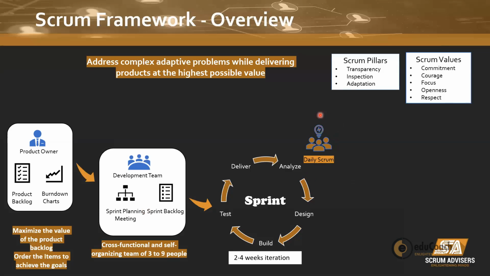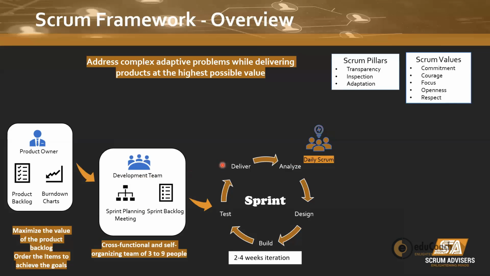Then we have the other time box item, which is the daily scrum, which is a 15-minute meeting for collaboration on a daily basis. And the attendees are the development team. Others may be present, but they do not interrupt the meeting. It's for the development team. It is not a status meeting.